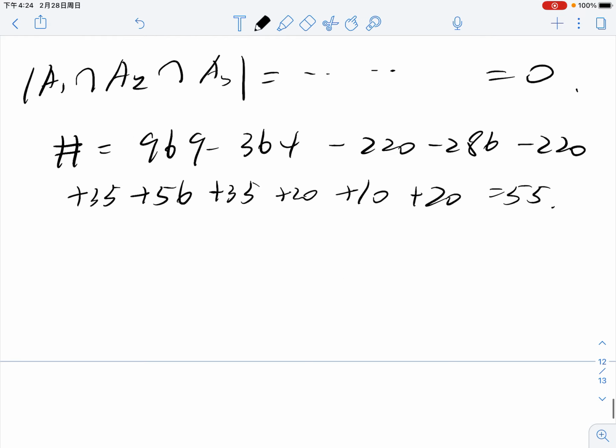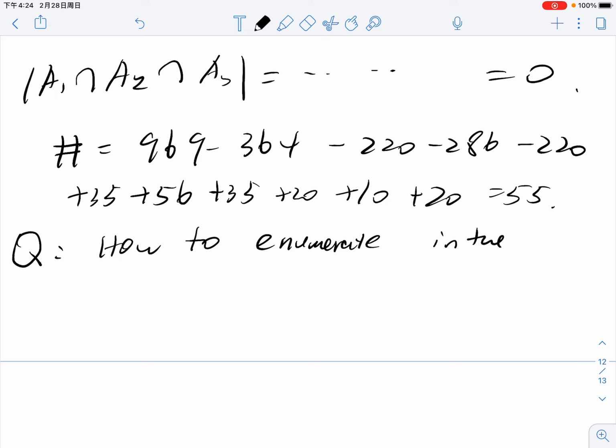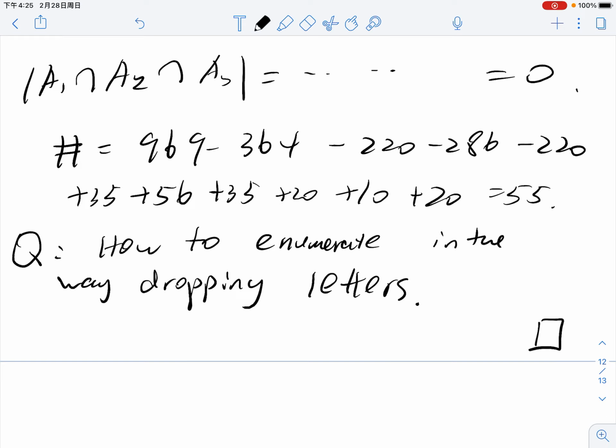Okay, and another question actually is how to enumerate in the way of dropping letters. Actually, you need to drop 5 letters, and there are not so many possibilities. So you can compute in that way. Probably it's simpler. Okay, I will stop here.